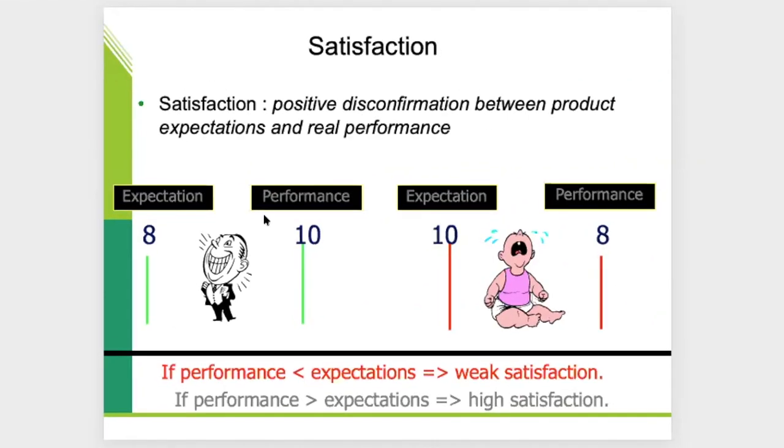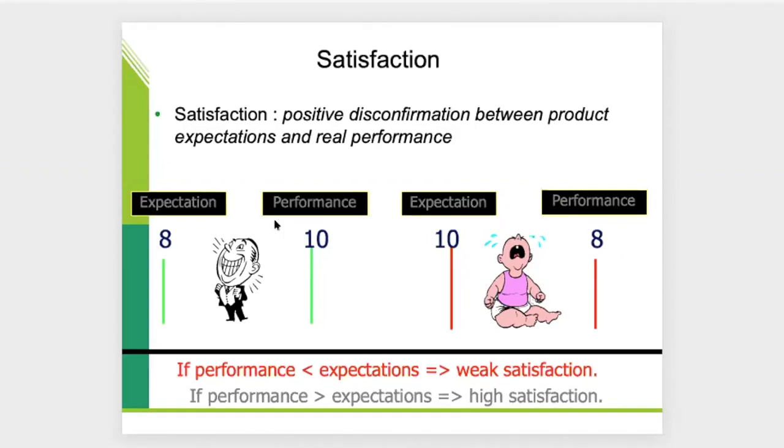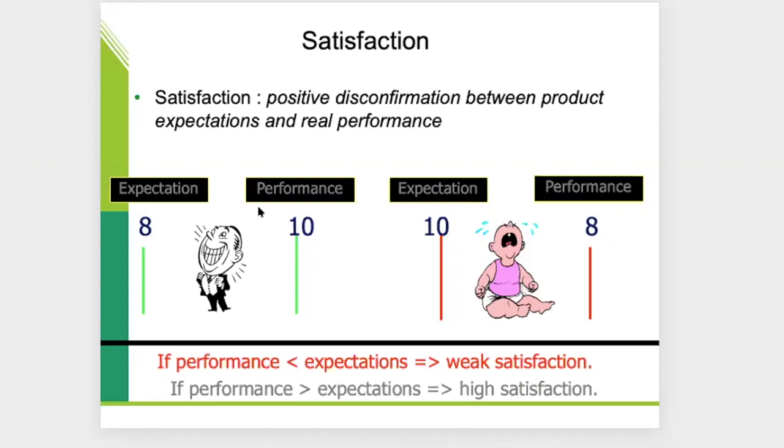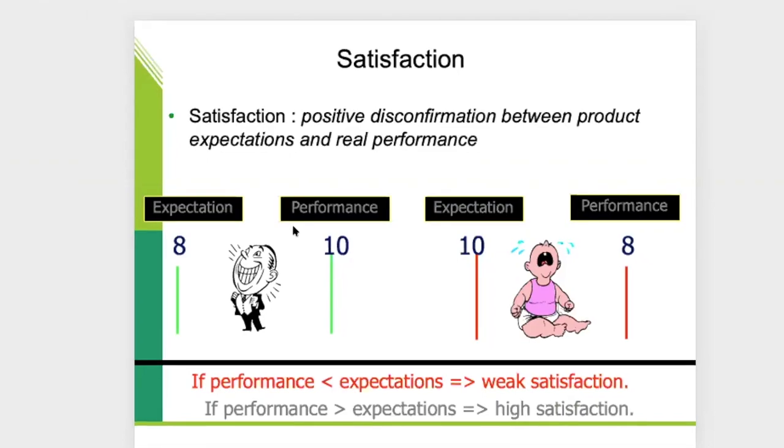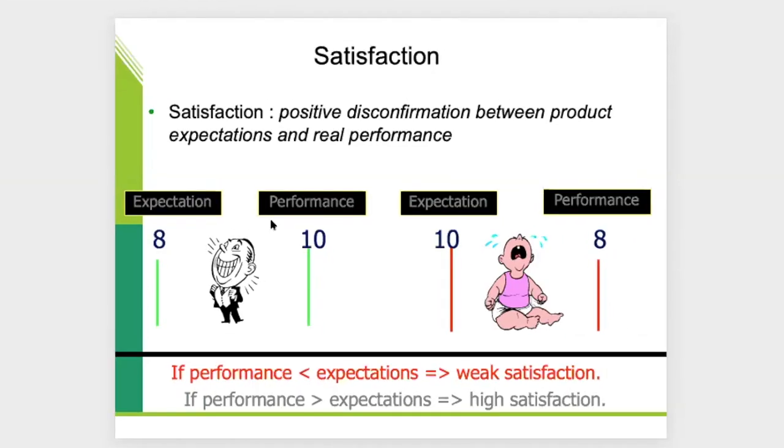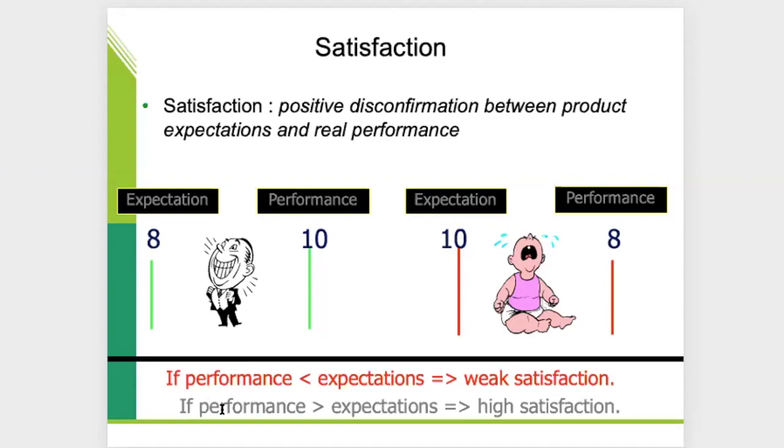For example, you book a hotel, and you expect no breakfast. Finally, the hotel offers you the breakfast, or you book a standard room, and finally the hotel offers you a superior room. Then you will have a positive disconfirmation between what you expect and what you really perceive. You will be highly satisfied. If the performance is higher than your expectations, then you will have high satisfaction.